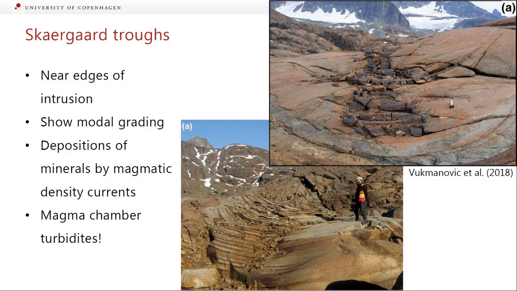And this is basically the same thing, but within a magma chamber. So there's some sort of magmatic density current that's coming down, maybe scouring out some of the cumulates that are already there, and then it's depositing these graded minerals. So this is good evidence for the fact that some of this layering is from density currents.